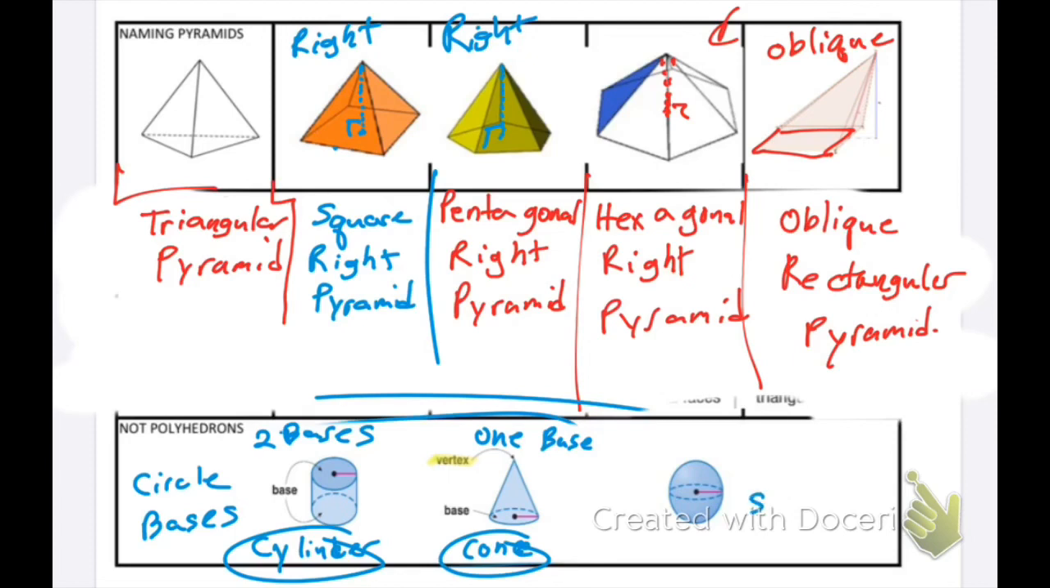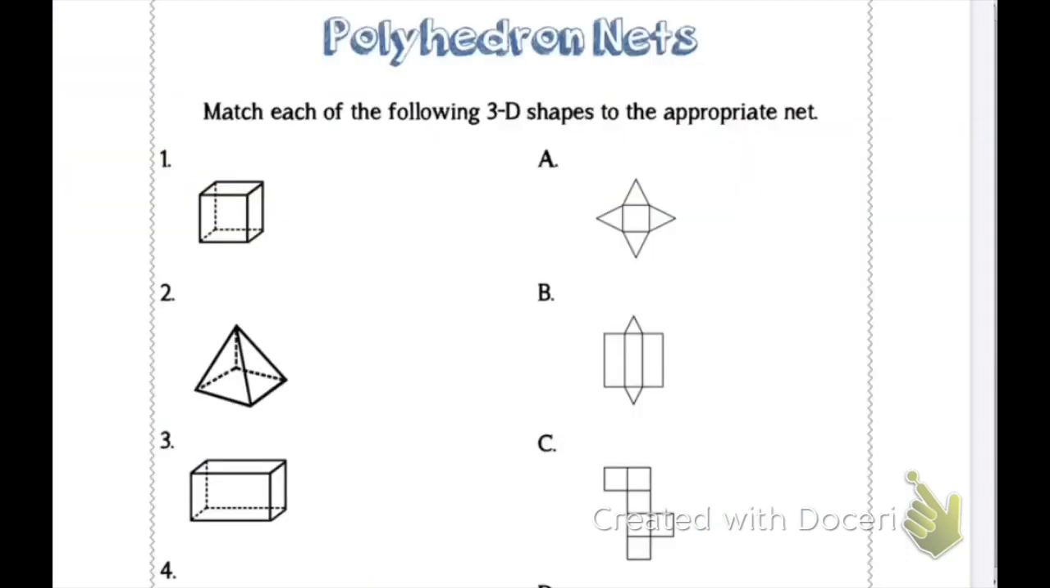And our last one here, this is a sphere. Okay, a few other concepts. We're going to have these things called polyhedron nets. Now, what exactly is a net?